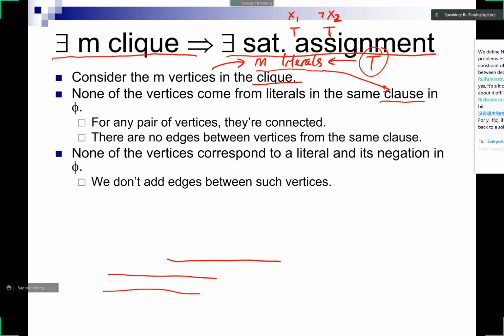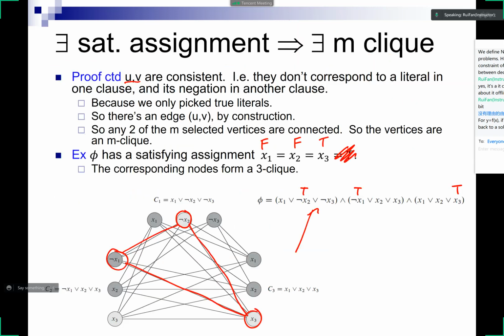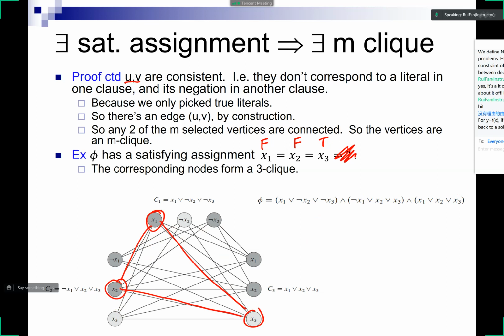Okay, so let's do an example of this also. Let's take an m-clique in this graph. Any clique that we want. Let's pick these three nodes. These guys form a clique, and what we're saying in this construction is that we're going to set all of these literals to be true. So let's set this to be true, let's set that to be true, and let's set that to be true.